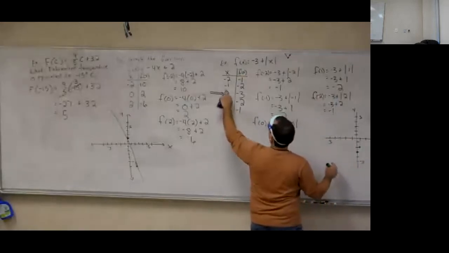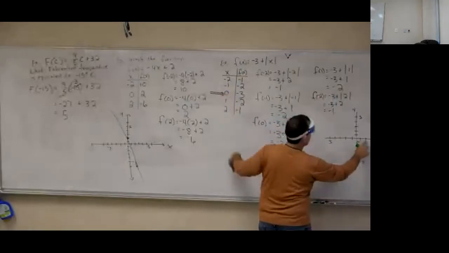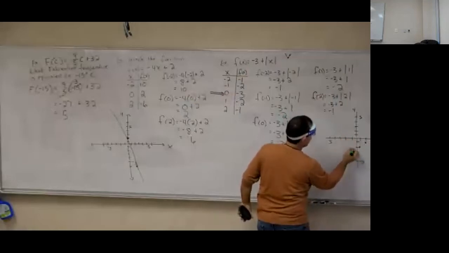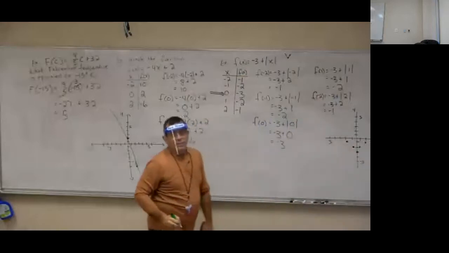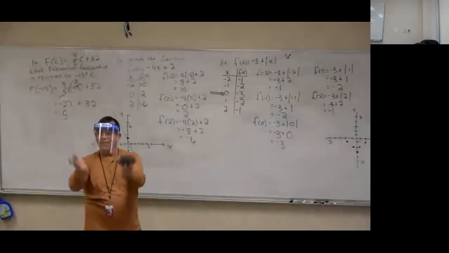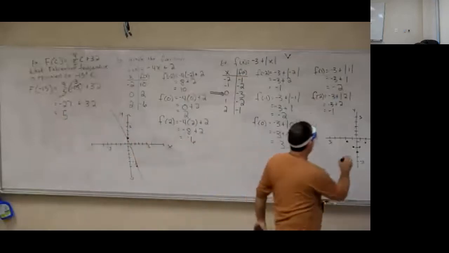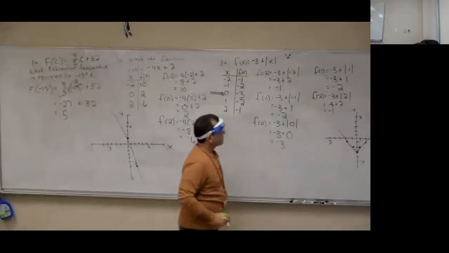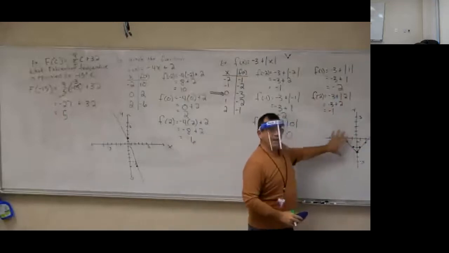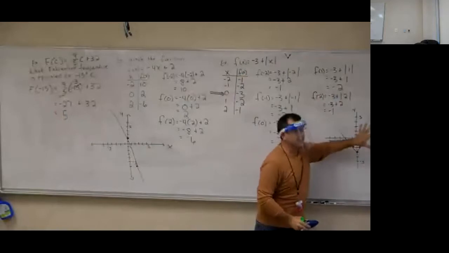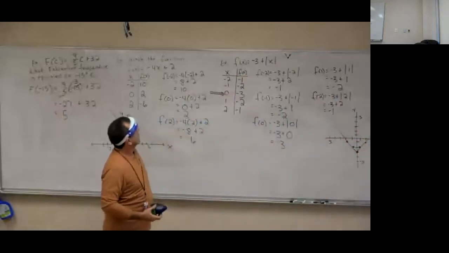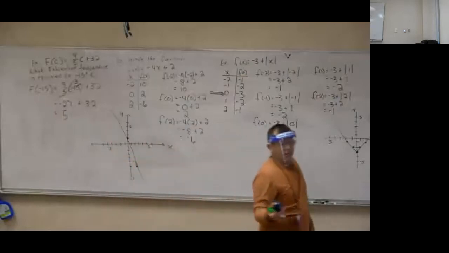So let's see what else I got. I got a 2, -1. And over here I had -1, -2. So notice they do make a nice little V there, huh? That's because all these negative values of x's are going to have the same outputs as all these positive x's, okay? Okay, so that's it on the absolute value.